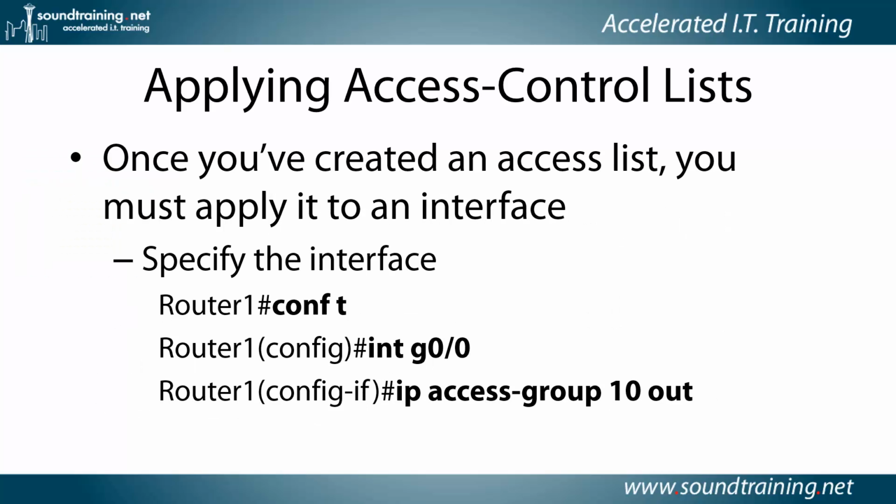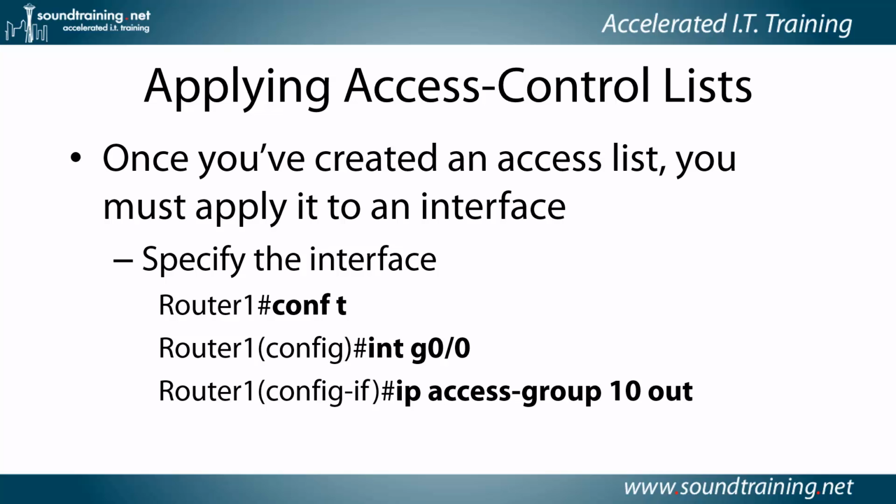Now, once you've created an access list, it does no good until you apply it to an interface. And in order to do that, we go into interface configuration mode. So first we go into global configuration mode. Then we go to interface, in this case G0/0. Then once we're at that interface, we use the command IP access-group, the number of the list, and then in or out. And this is important.